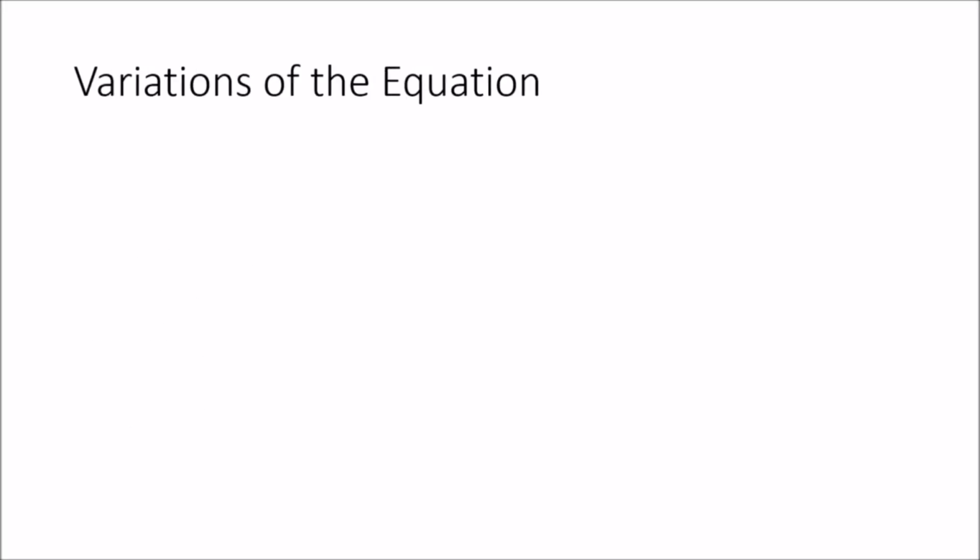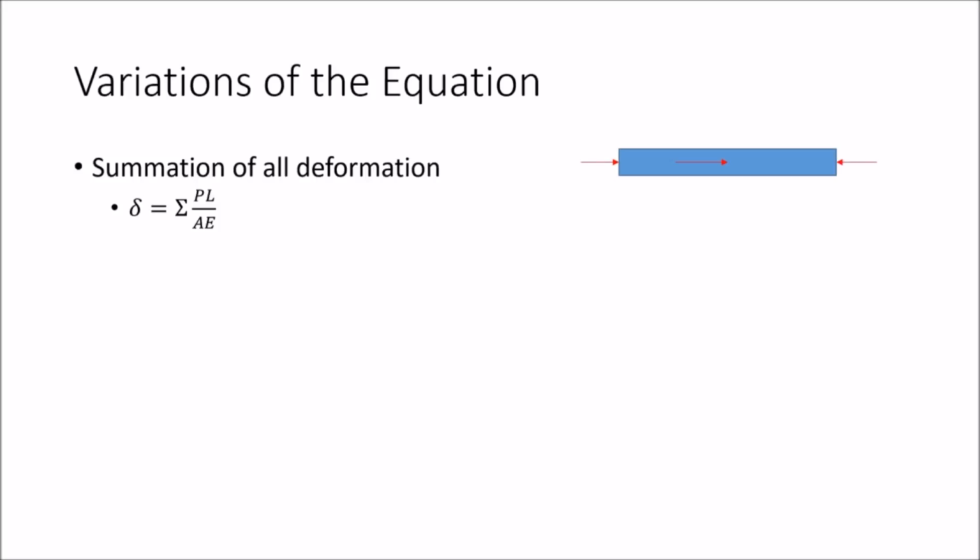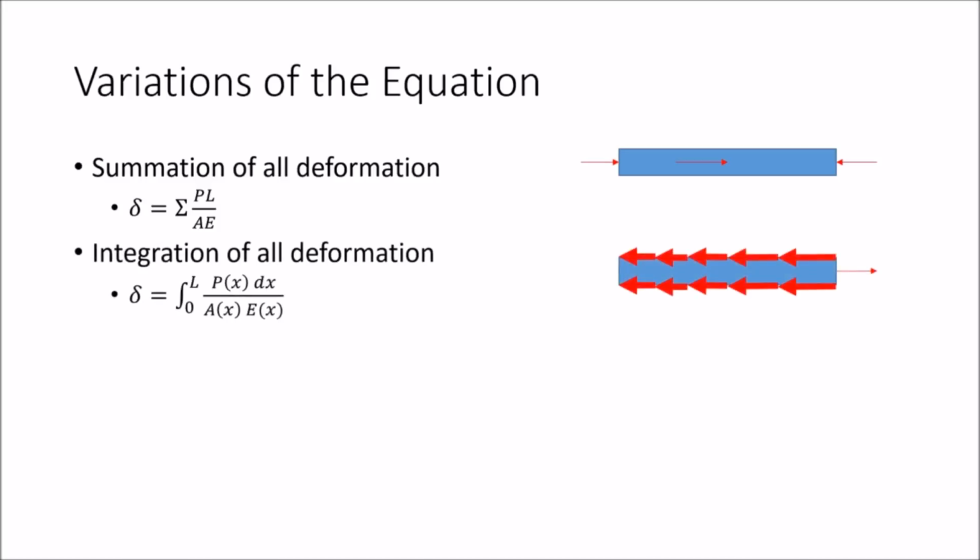There are two variations of the PL over AE equation. The first one deals with the summation of all changes in loadings, areas, or elasticities. The integration method is similar, but this is only applicable when the change is continuous, usually described by an equation.